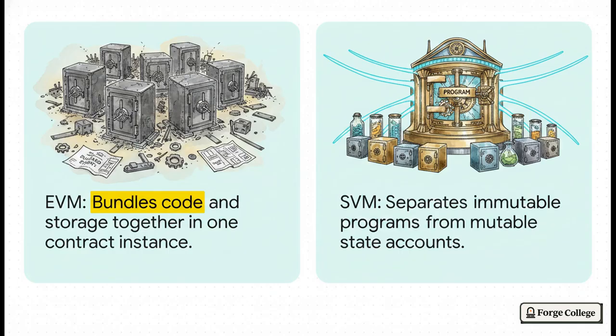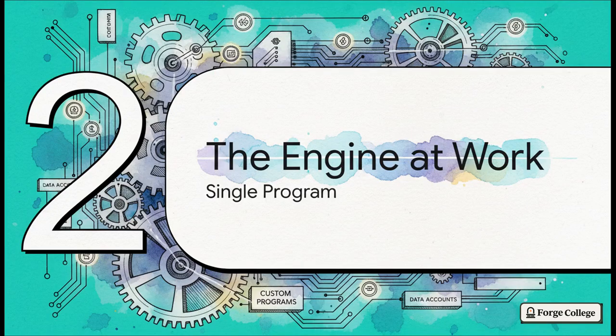Here, we have the strict separation. Immutable programs over here, mutable accounts over there. Programs are just executable binaries. They just hold the rules. Accounts are where the actual data and balances live. So Solana uses this incredibly efficient, reusable separation where one perfectly built bank vault handles the logic for everyone's different accounts.